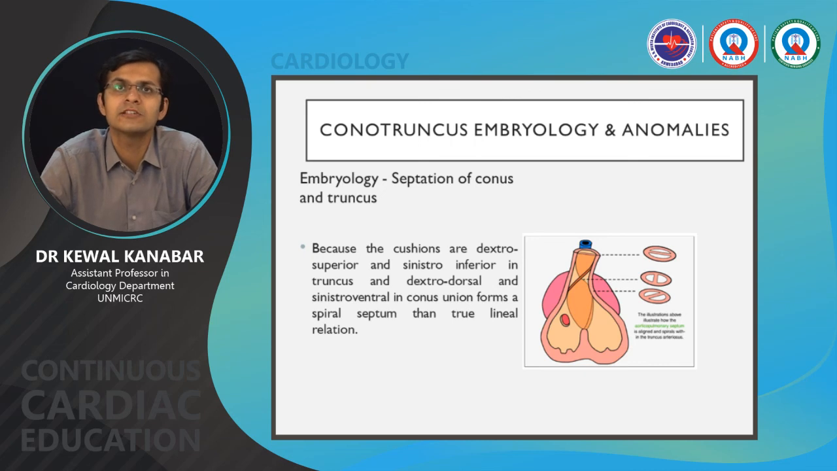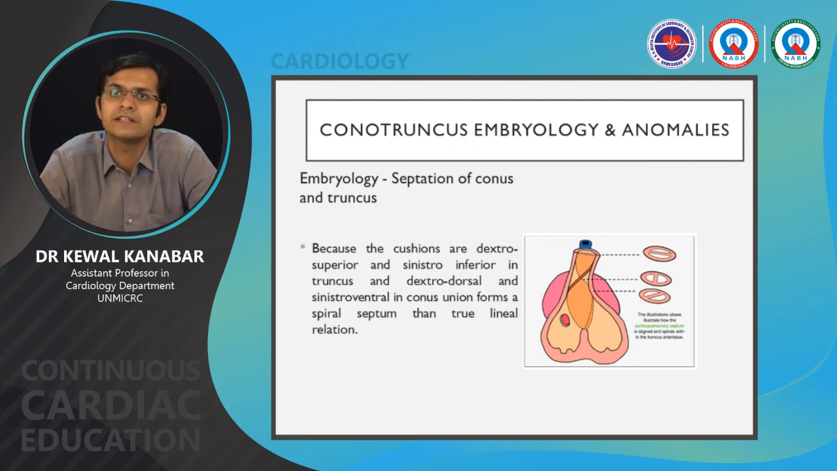So, within the truncus arteriosus, a spiral septum develops which separates the pulmonary artery from the aorta. So, in the figure which we see on the right, on the left side of the figure is the left ventricle, on the right side of the figure is the right ventricle. The left ventricle gets connected to the aorta and the right ventricle gets connected to the pulmonary artery because of the development of this spiral septum.